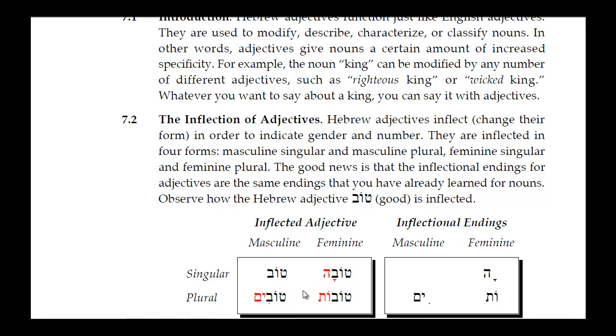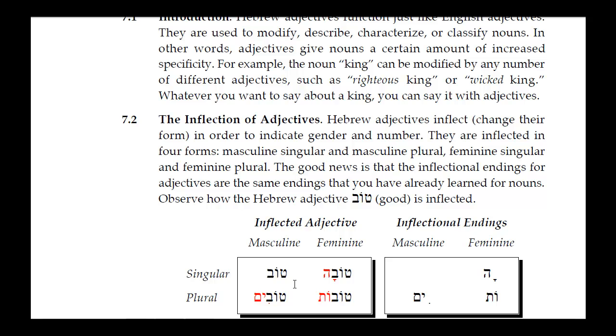And then down here in the plural we have tovim, which would go with a masculine plural noun. And then we have tovot, which is feminine plural, which would go with a feminine plural noun. And again, you can see the endings here highlighted in red. The komets hey is the feminine singular, and the hiriq yod mem sofit, or final mem, is the masculine plural, and the holam vav tav is the ot, the feminine plural.